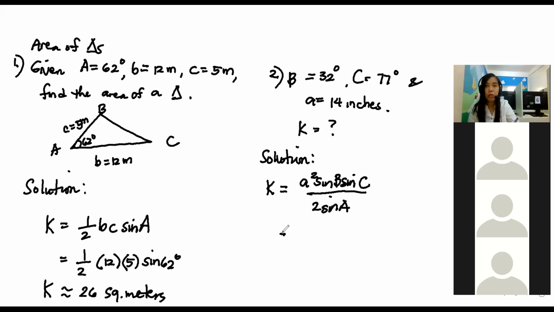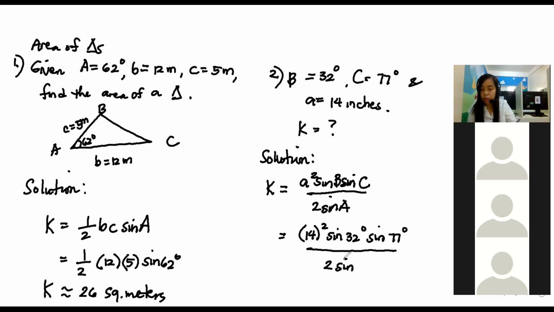Okay, then the substitute. A is 14 inches, 14 squared. Sine B is 32 degrees. Sine C is 77 over 2 sine. Oh, wait. Okay. Sorry. Again. This is A talaga.